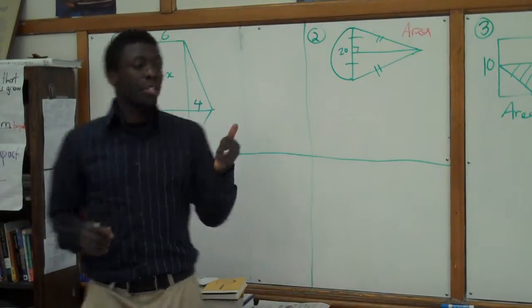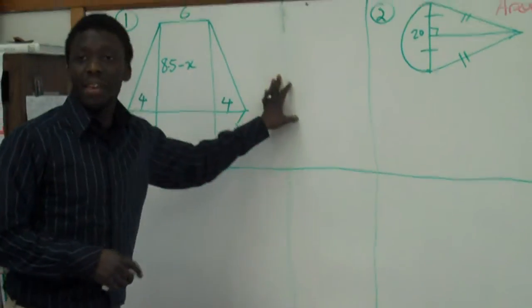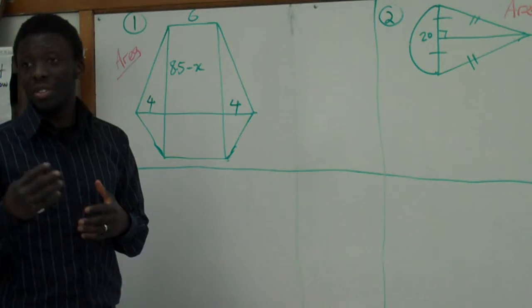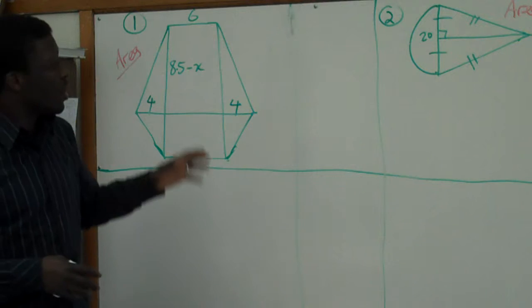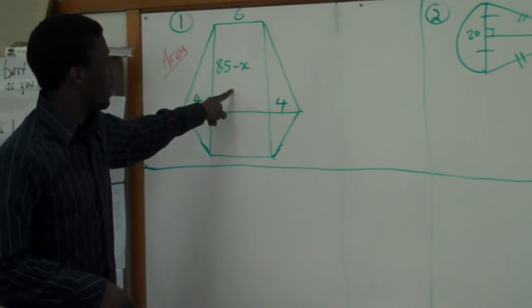So we have shapes, and we're trying to find the areas of these shapes. We're trying to find the areas of the shaded portions or unshaded portions, depending on the question. We're going to start with the first one right here.